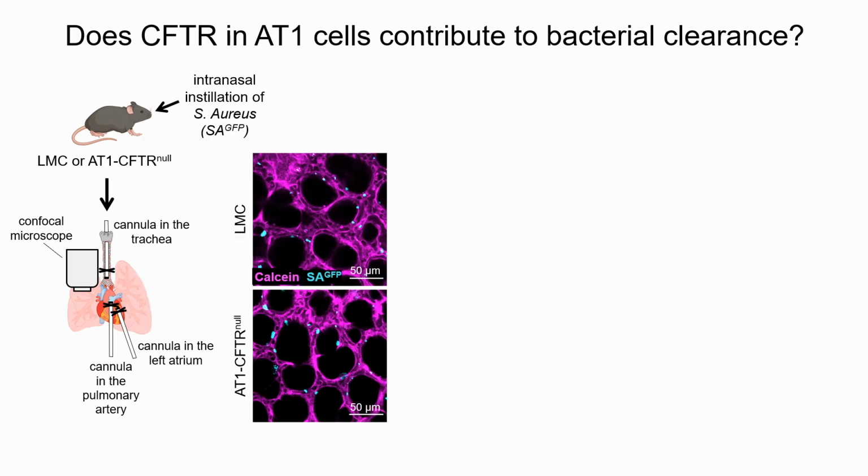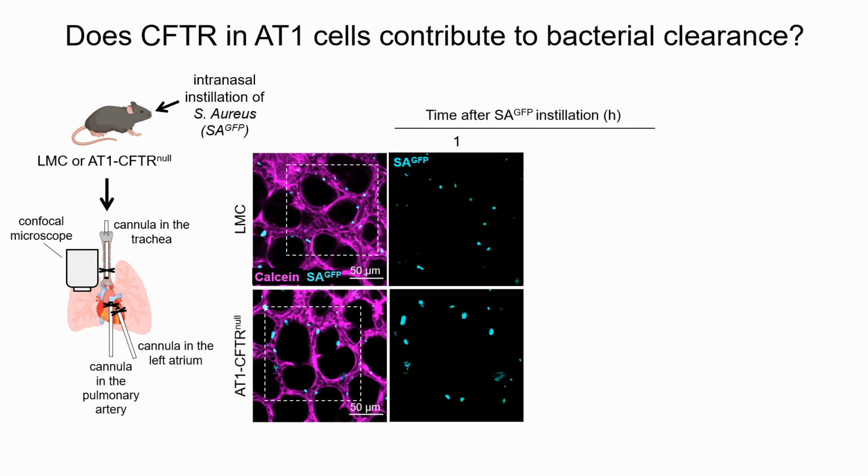So these first sets of images are showing an alveolar field as you've seen before, but with the alveoli labeled by calcein dye so that we could delineate the alveolar epithelium. You can also see that the distribution of the staph bacteria is similar between both mouse groups. To better focus on the staph clusters here, these next images are showing just the cyan fluorescence of staph bacteria 1 hour after intranasal instillation.